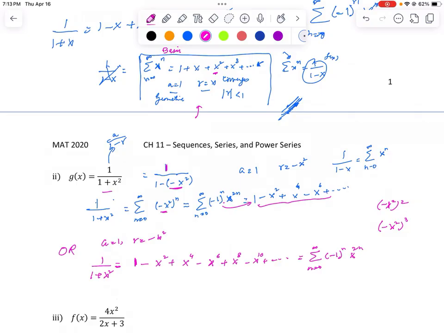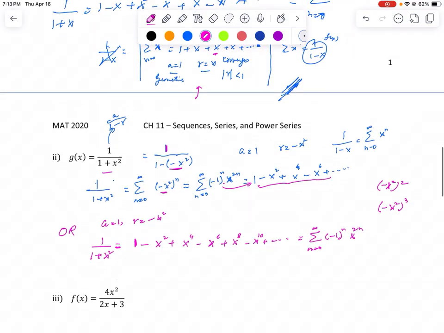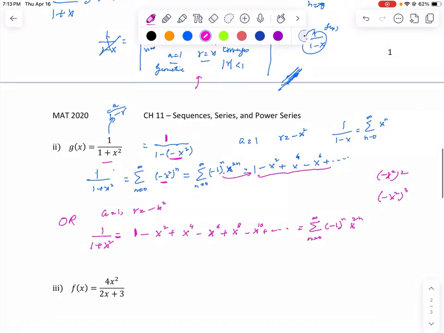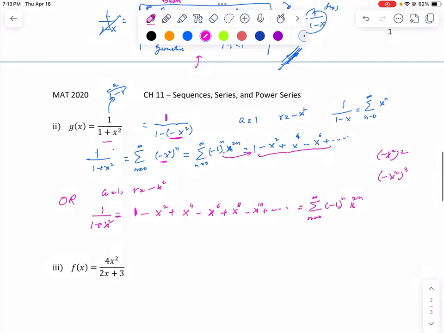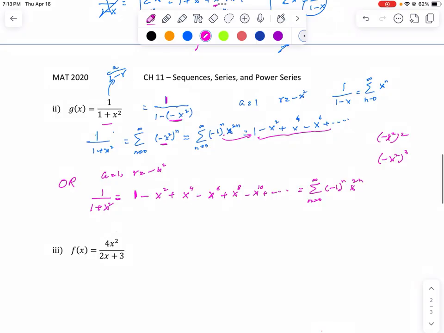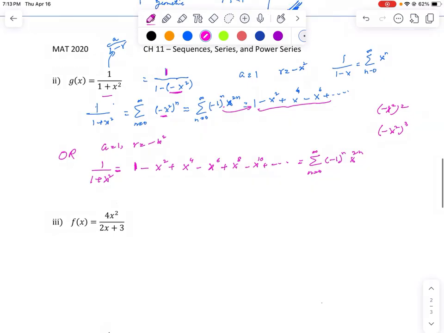Okay, let's look at the next example, that is 4x squared over 2x plus 3. Now 4x squared, we can put aside and look at the function 1 over 2x plus 3. If I have 1 over 2x plus 3, I will write it in the form a over 1 minus r, or 1 over 1 minus r.